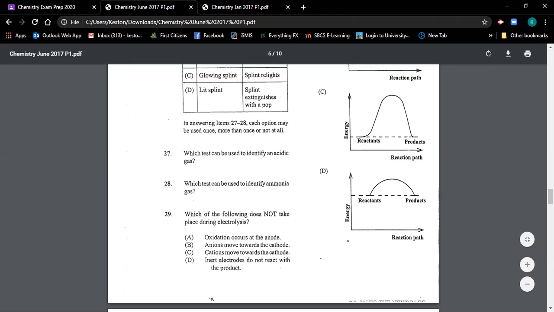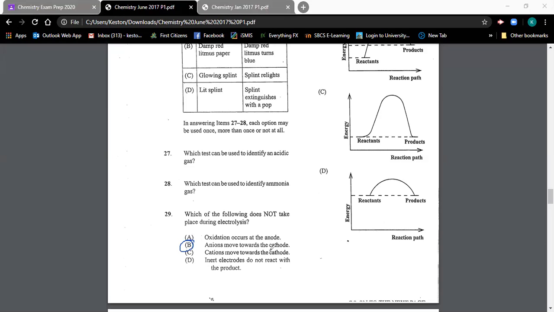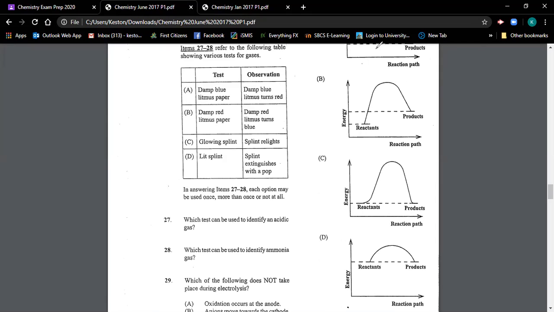Oxidation occurs at the anode. Oxidation is loss. Anions move towards the cathode. Cations move towards the cathode. Something wrong there, isn't there? Inert electrodes do not react with the product. Yep, we all saw it. Anions don't go to the cathode. Anions have to go to the anode. Very good. So we're going up again, 29.